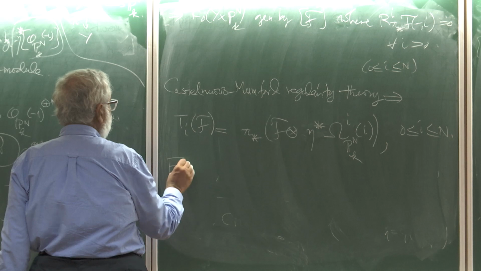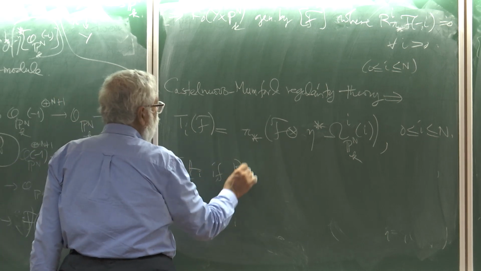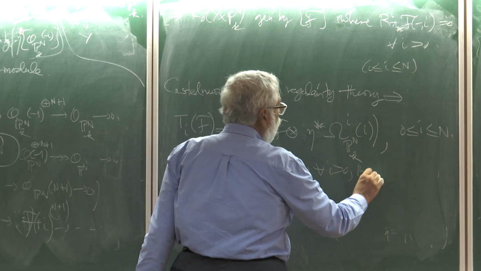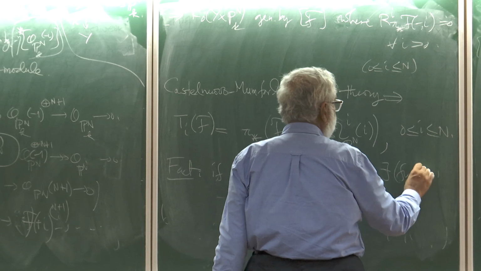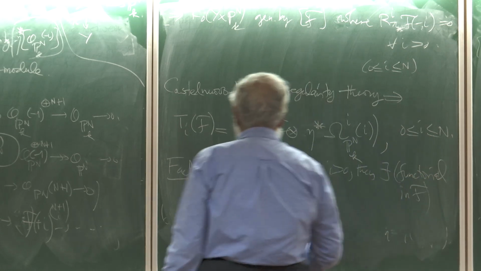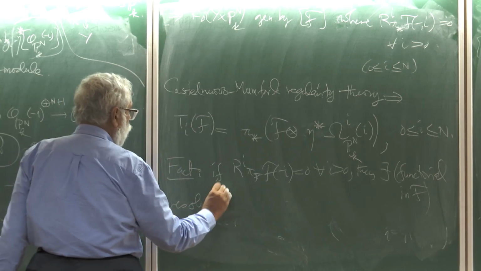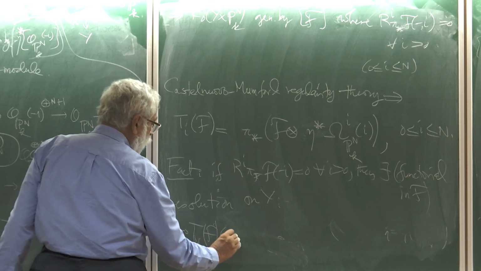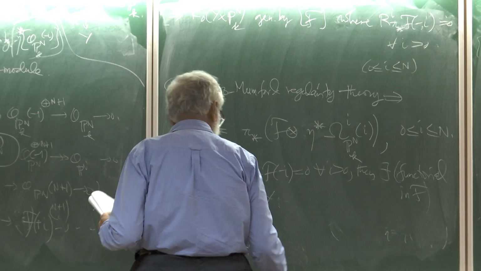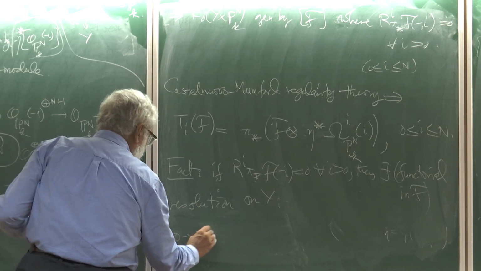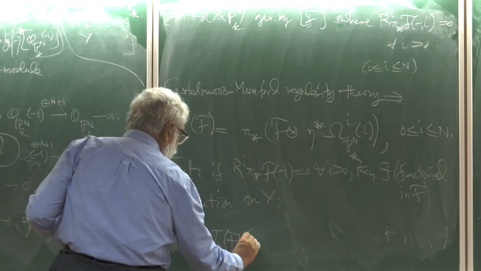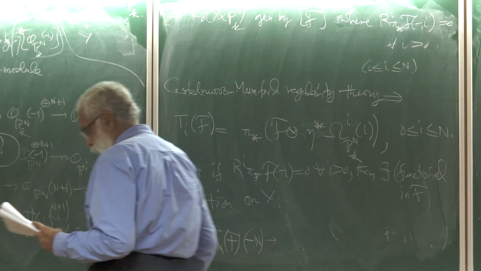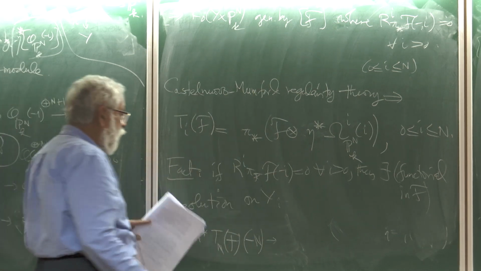So, fact, if R^i pi lower star F(-i) equals 0 for i greater than 0, then there exists, functorial in F, a resolution on Y, which looks like this: 0 to pi upper star of T_n F of minus n, and so on. Yes, 0 less than i less than n is correct. Yeah, that's correct.